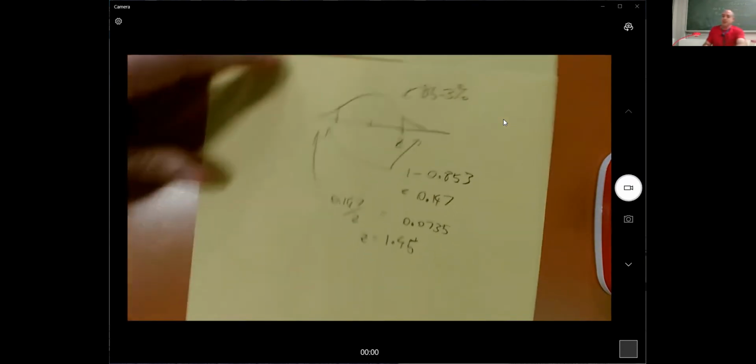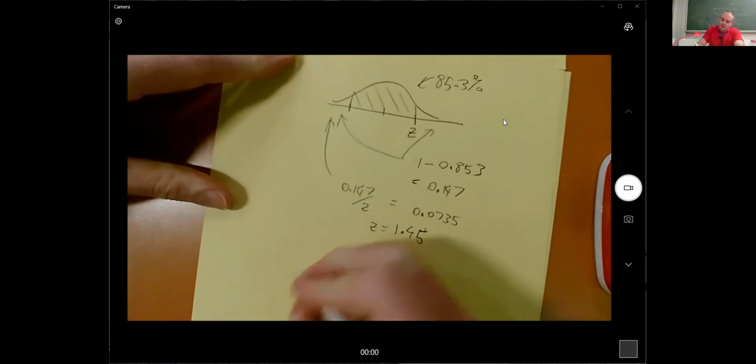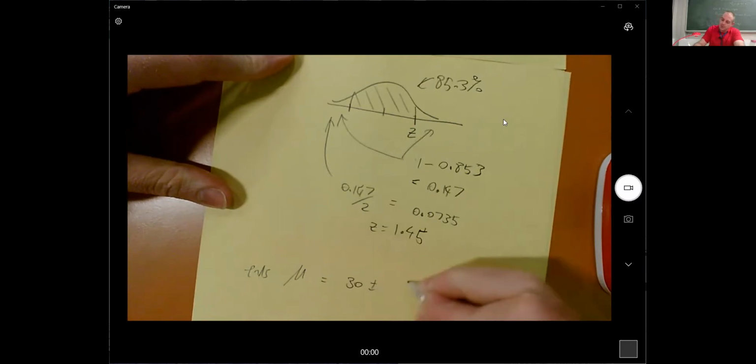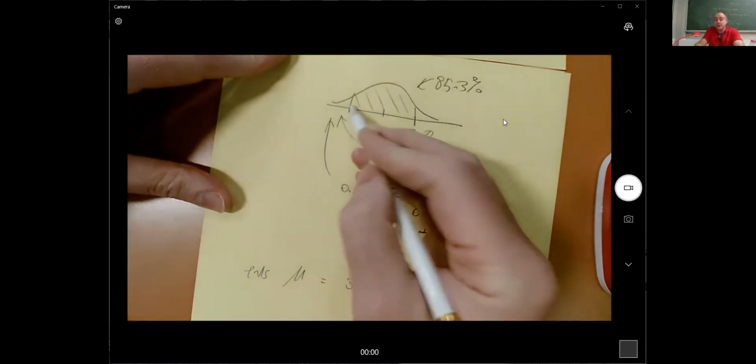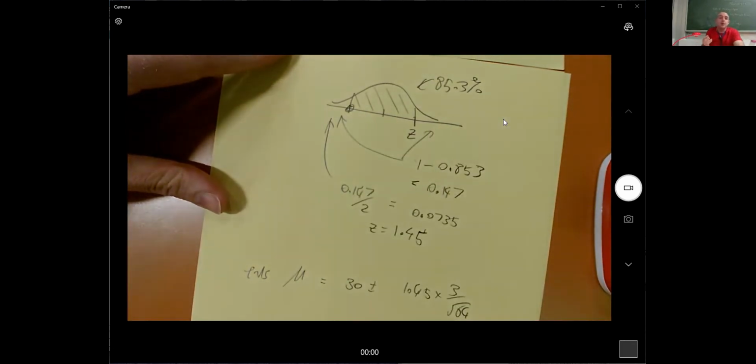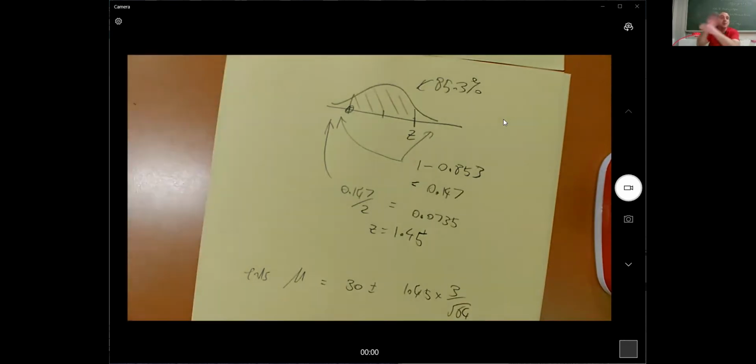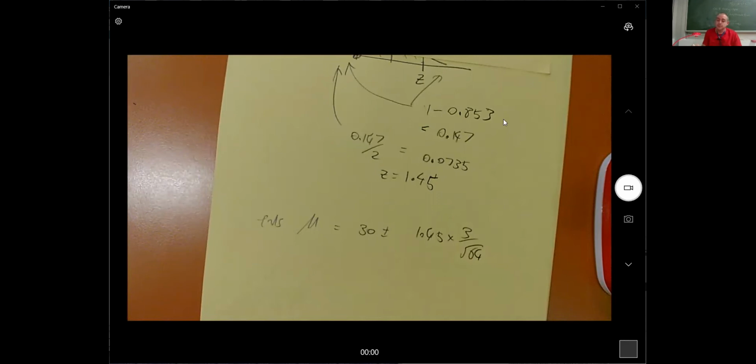And so therefore the ends of the confidence interval would be 30 plus or minus 1.45 times 3 over root 64. Now you notice what I actually did, I looked up this one, but it doesn't matter whether I use the positive one or the negative one because it's symmetrical. Which is whatever it is, there's two ends.